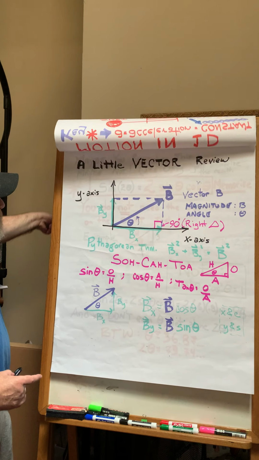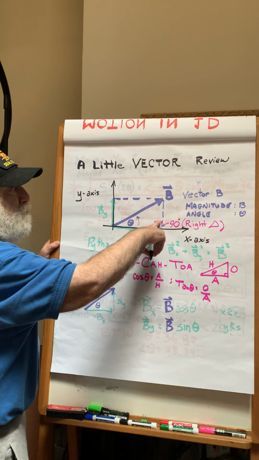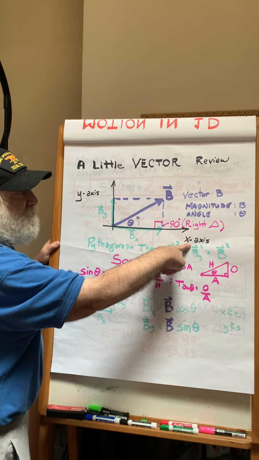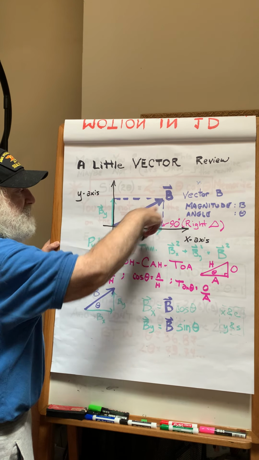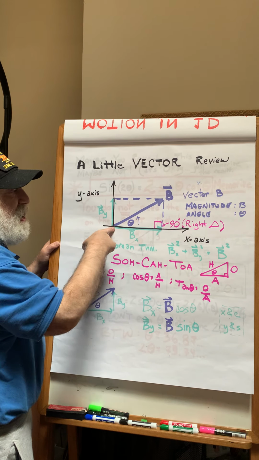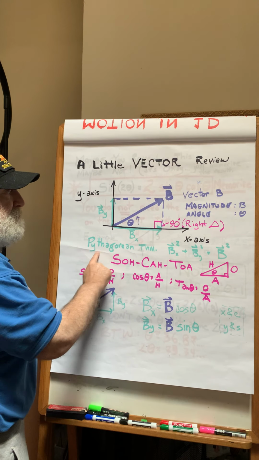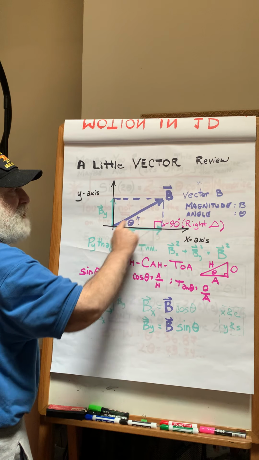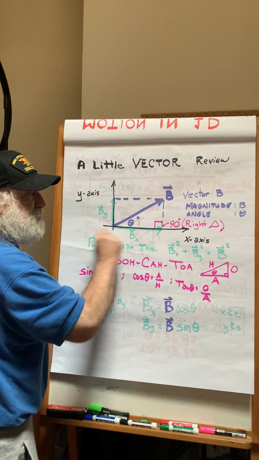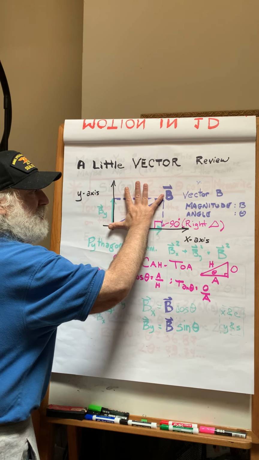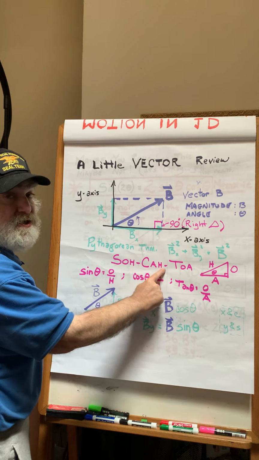A little vector review, please. Here is the y-axis and x-axis, and the right angle of a triangle always appears on the x-axis. Don't draw the triangle so that this is the right angle. This is the triangle of interest. And a vector has two components, the x in light blue and the y in light blue. And the Pythagorean theorem will tell us what the vector b is. This is a right triangle, so this squared plus this squared is this squared. The magnitude is the length of b, and the angle is the angle between the x-axis and the vector. Remember Sokotoa, the Indian chief?